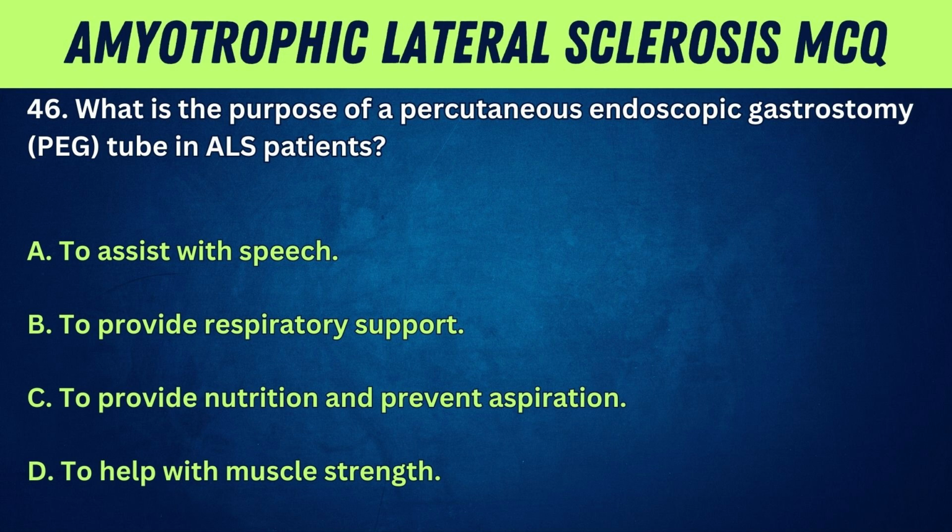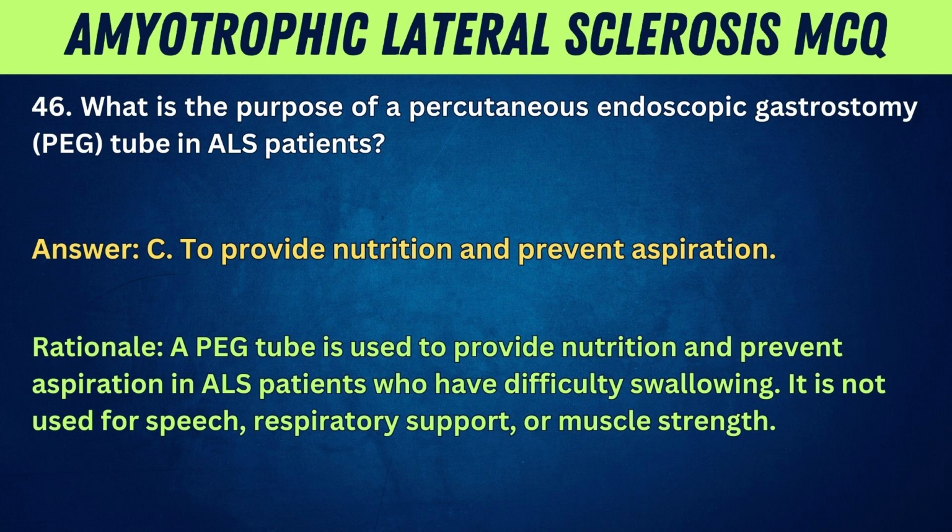46. What is the purpose of a percutaneous endoscopic gastrostomy (PEG) tube in ALS patients? A. To assist with speech. B. To provide respiratory support. C. To provide nutrition and prevent aspiration. D. To help with muscle strength. Answer: C. To provide nutrition and prevent aspiration. Rationale: a PEG tube is used to provide nutrition and prevent aspiration in ALS patients who have difficulty swallowing. It is not used for speech, respiratory support, or muscle strength.